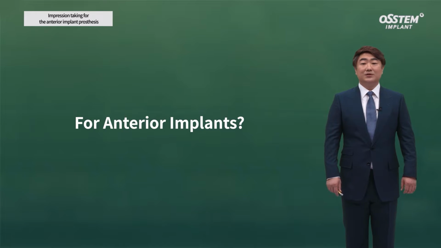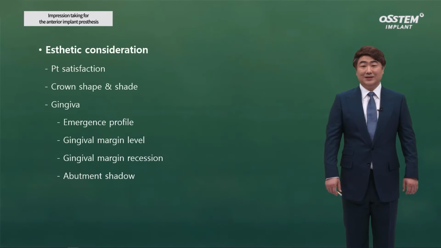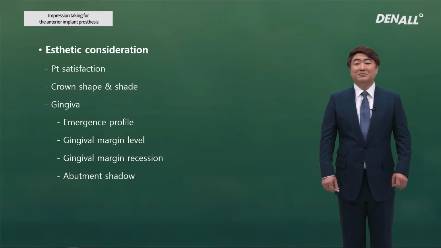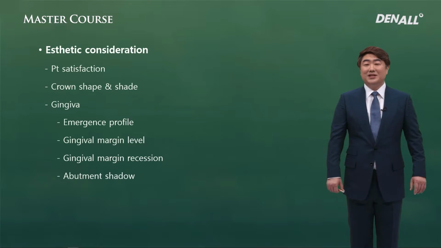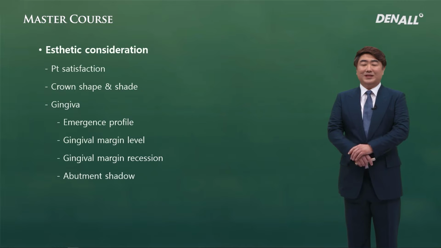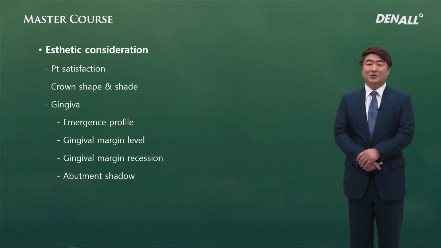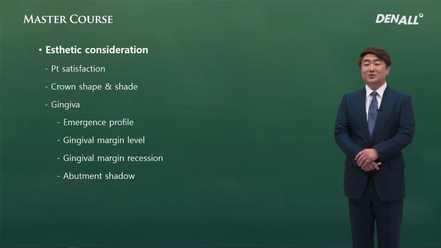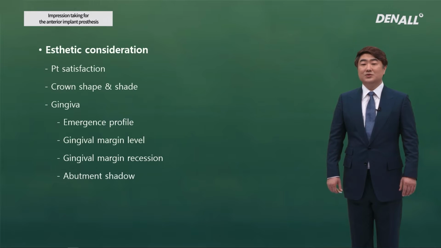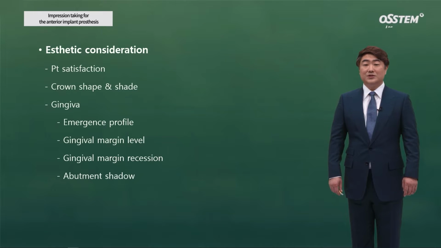But on the anterior side, what are some of the additional considerations that need to be made? Of course, aesthetics are something to be considered. I'm not an expert in this area, but I do find that patient satisfaction is the most important thing. Dentists might think we can do more, but if the patient is satisfied, then we finish. More specifically, crown shape and shade need to be created well, and harmony with the surrounding gingiva is important, and that can be determined through the emergence profile and the gingival margin level harmonization.